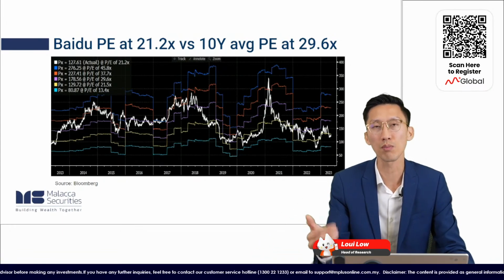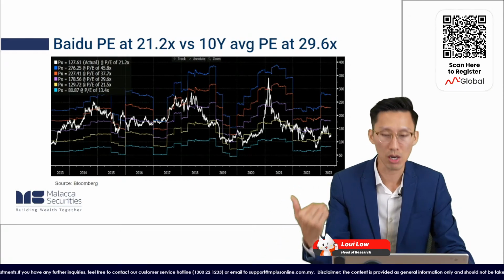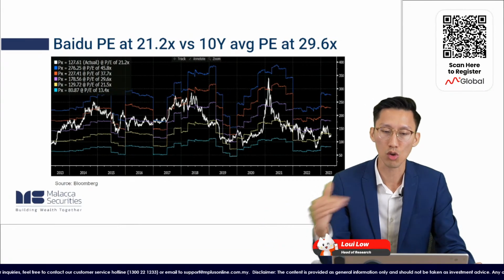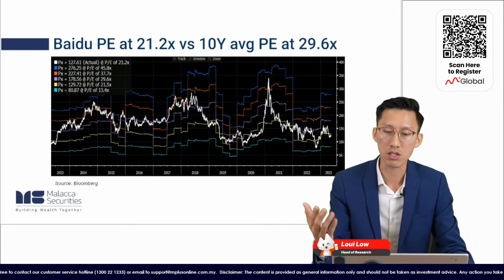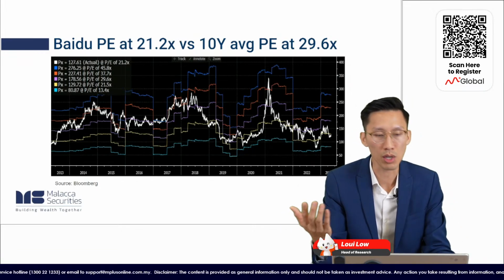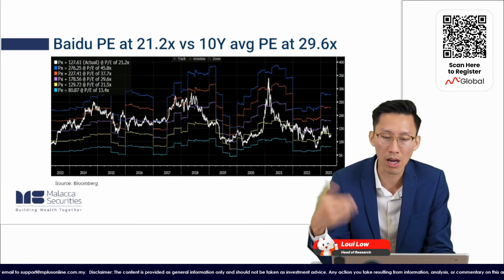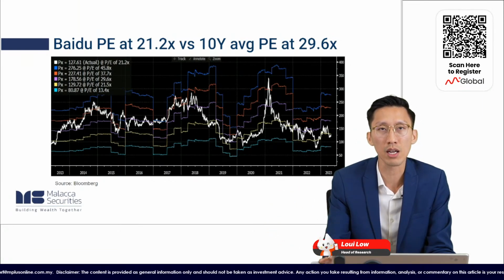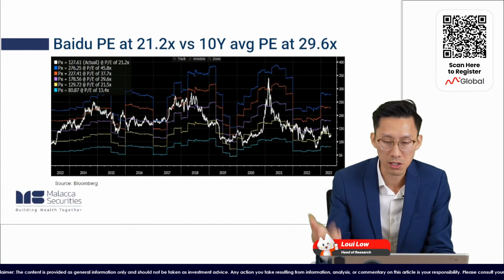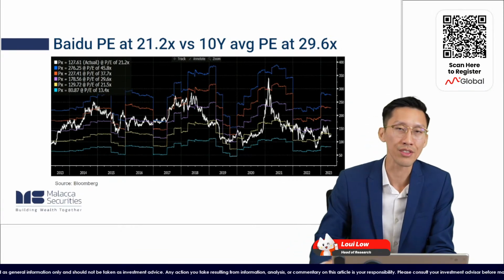So generally, people are used to trading Baidu at 29.6 times PE, but right now it is actually cheap because it is trading at 21.2 times PE. So what do you think of this? You can put your thoughts into the comment section and tell me whether you think Baidu is cheap or expensive. But my view, based on this current setup, is that earnings are there, income margins are there, and based on the long-term PE, I think it's still decent to pick up.